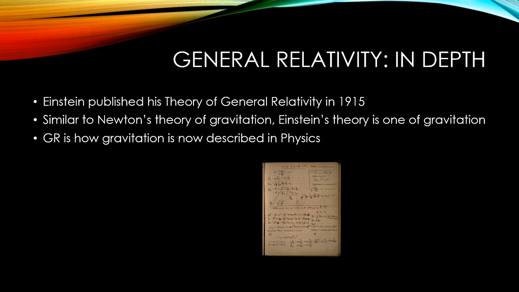Now we're getting into general relativity. So Einstein first published his theory of general relativity in 1915, and similar to Newton's, it is just a theory of gravitation, and it is now how gravitation is described in physics today.